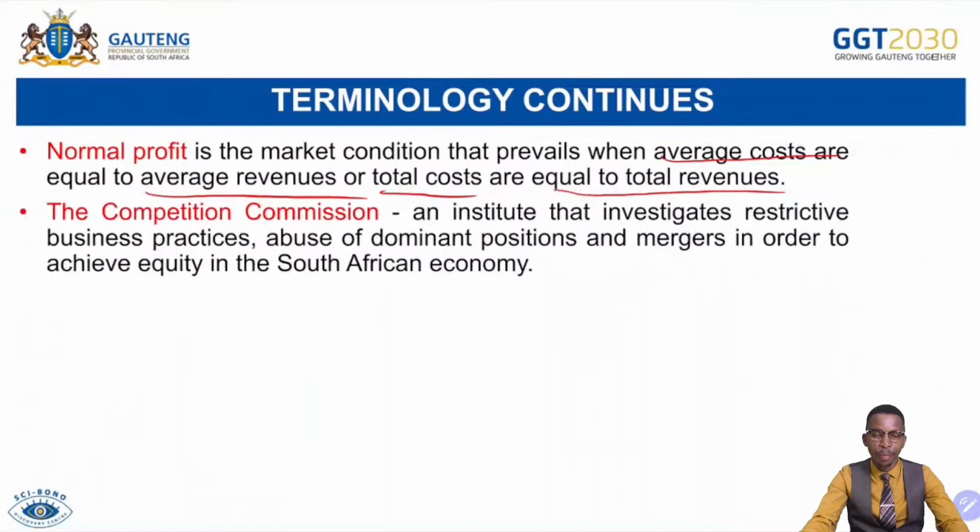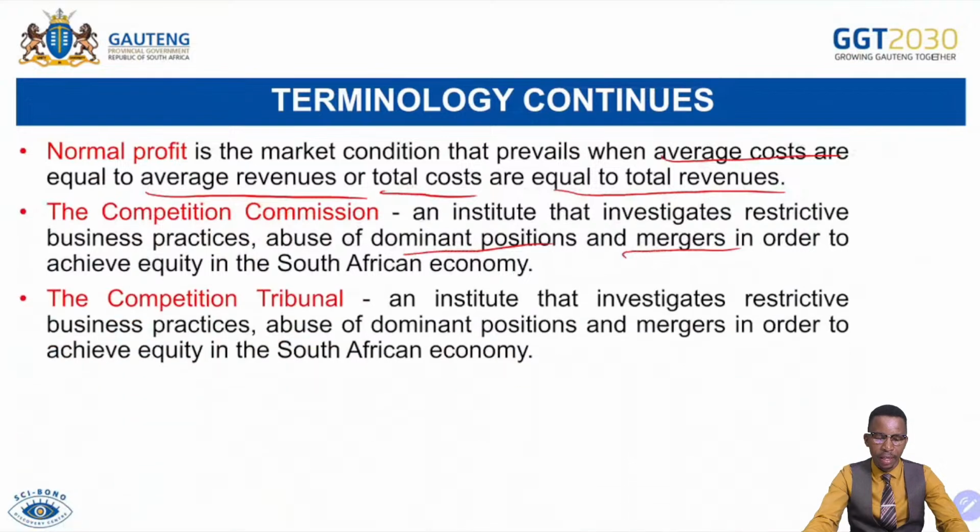The Competition Commission is an institution that investigates restrictive business practices, abuse of dominant positions, and illegal mergers and takeovers in order to achieve equity in the South African economy. And then the Competition Tribunal, an institution that adjudicates restrictive business practices, abuse of dominant position, and mergers in order to achieve equity in the South African economy.